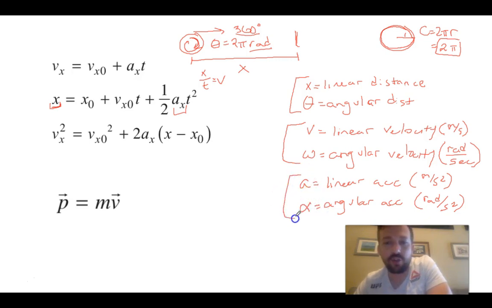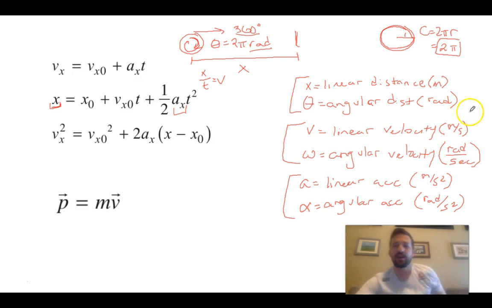And those two are linked at the hips. You know what I didn't do up here? I did not write what units these are. Linear distance is measured in meters, right? And angular distance is measured in radians, yeah? So look at the similarities between all of these, okay?